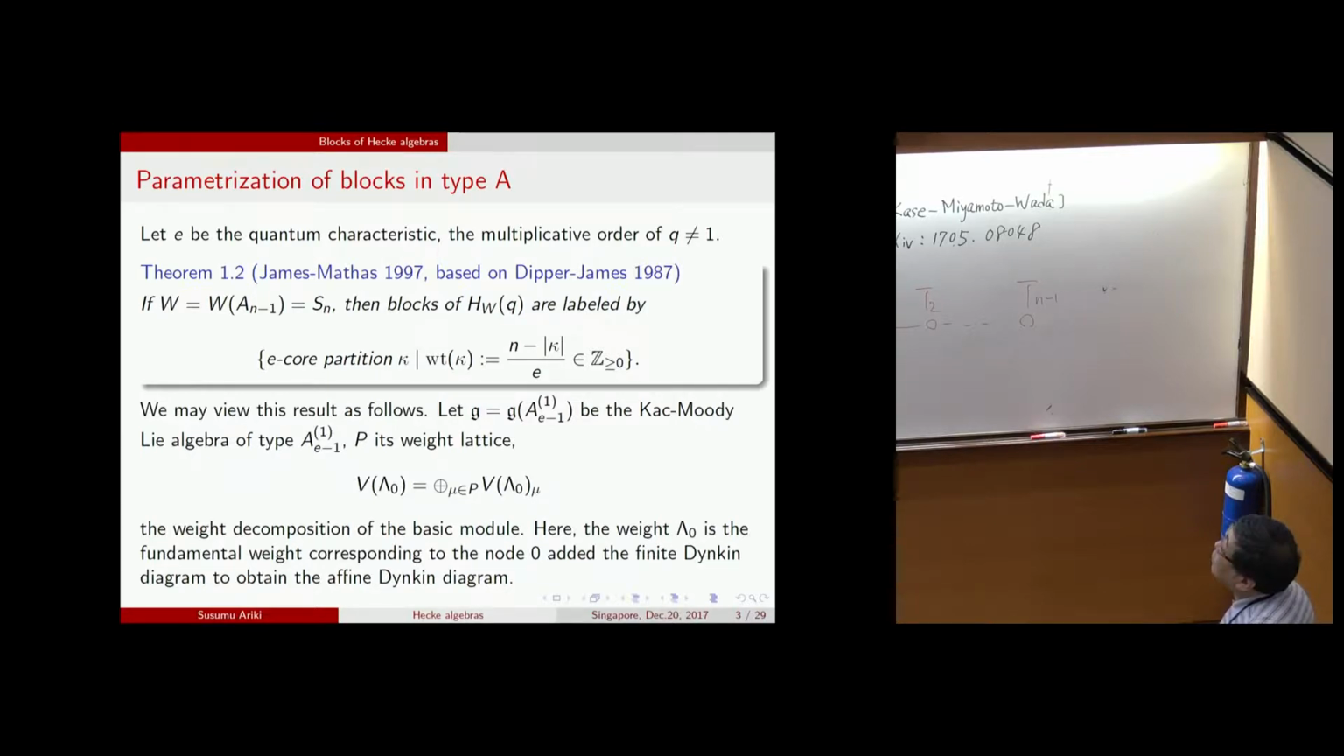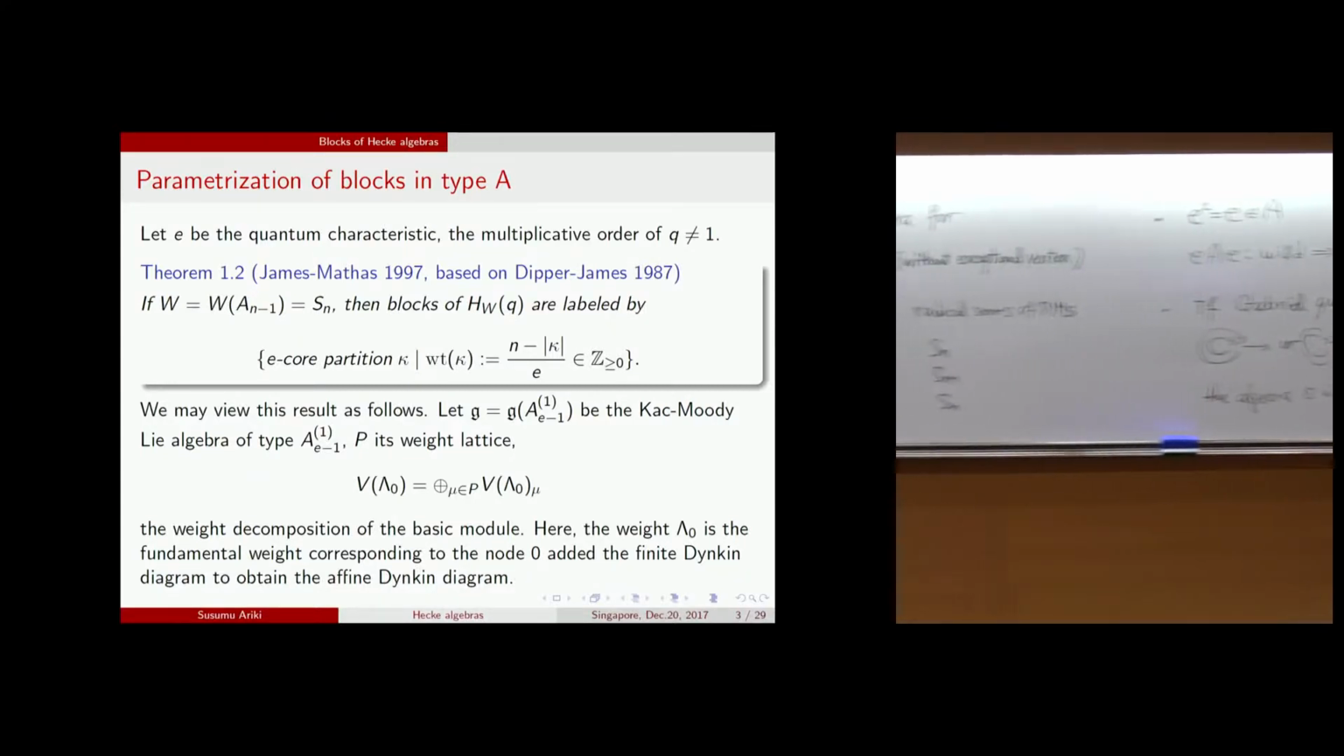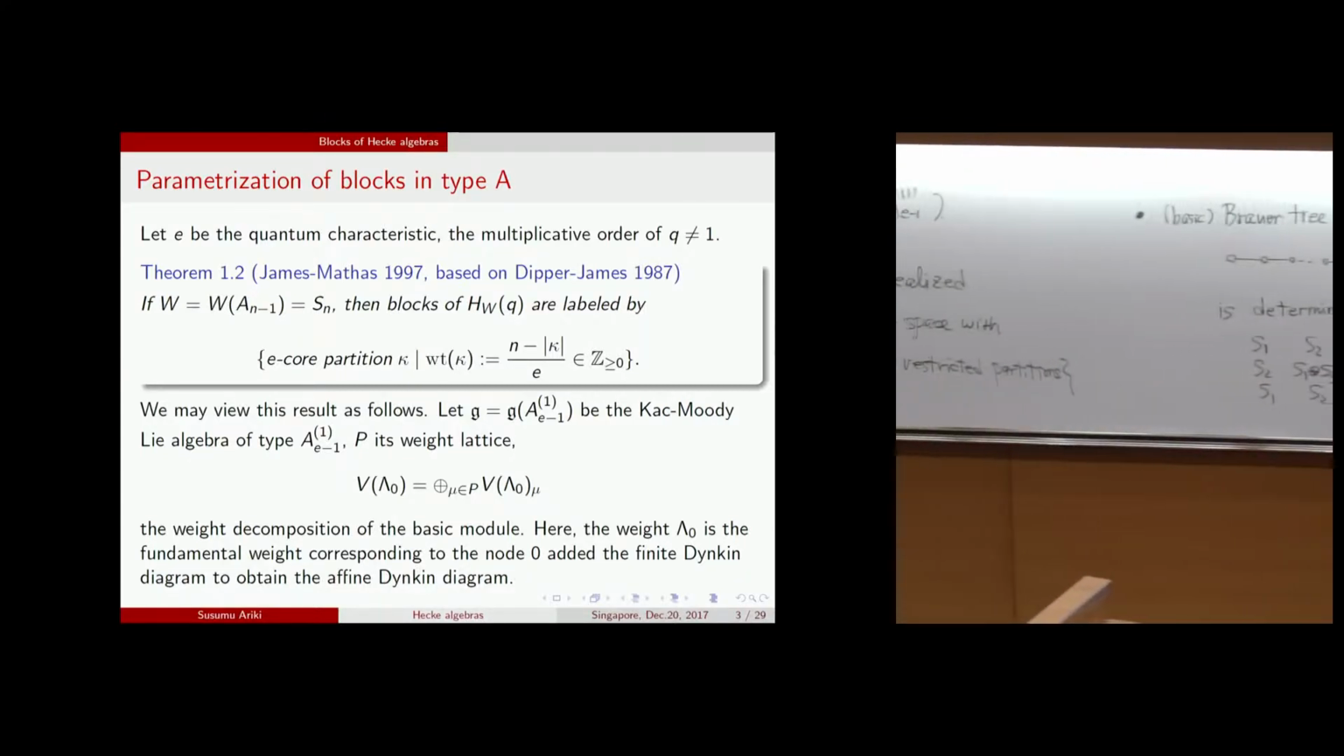If the type is A_{n-1}, that is, if W is the symmetric group on n letters, then blocks of Hecke algebras are labeled by E-cores kappa with weight of this form, so n minus the size of kappa should be divisible by E. As is already well known to the experts, we may view this result as follows. We consider the Kac-Moody algebra associated to A_{E-1}^{(1)}. Here E is the quantum characteristic.